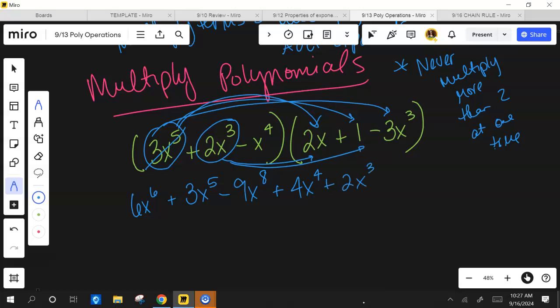Plus 2x to the third. I'm done with that one. Last one. All right, last one. Whoa, slow down, speed racer. What's negative x to the fourth times negative 3x cubed?